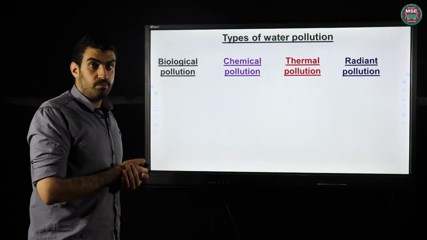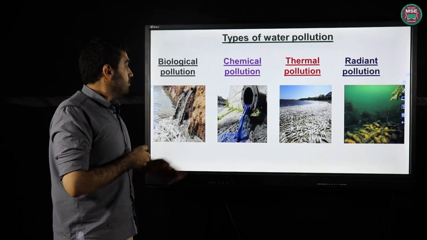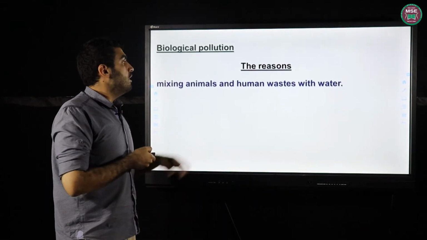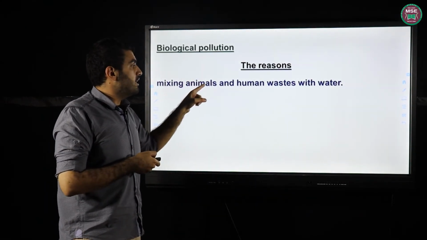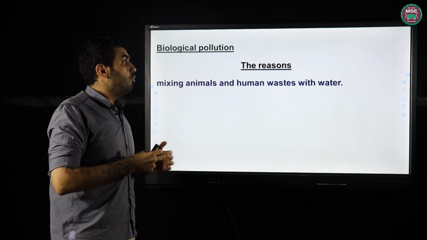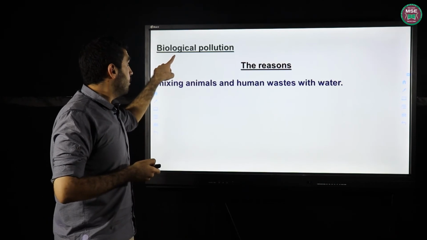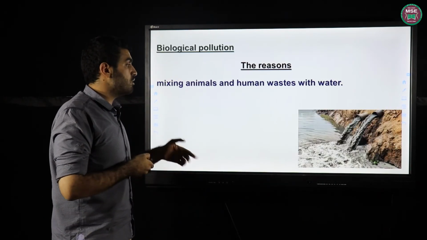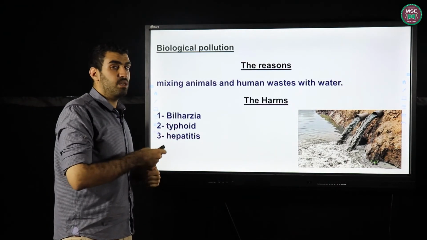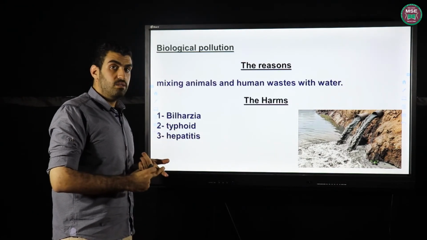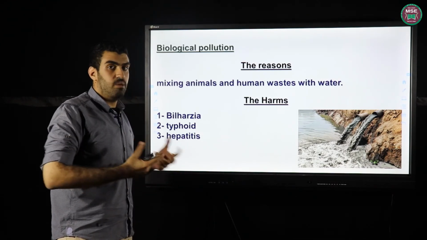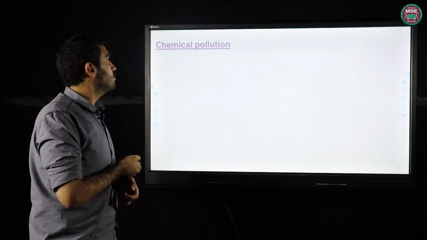The first one is biological pollution. The reasons: mixing animals' and humans' wastes with water, the sewage of humans and animals. When they are mixed with water, they cause biological pollution. The harms of this pollution: Number 1, bilharzia worms. Number 2, typhoid, which is a disease. Number 3, hepatitis, which means liver inflammation.